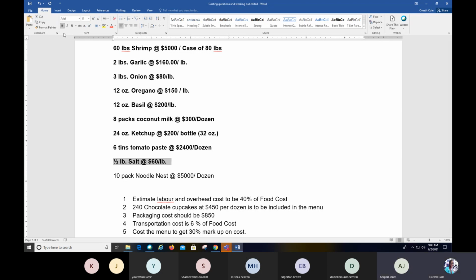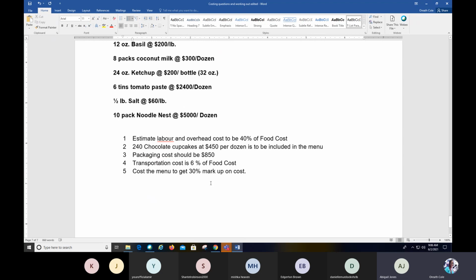Half pound of salt at $60 per dozen. So you want to find a pound of salt is $60. You want to find the cost of half pound. All right, last one. 10 pack noodle nest at $5,000 per dozen. And you want to find the cost for 10 at $500 per dozen. 5,000. 5,000 per dozen. All right, thank you very much.